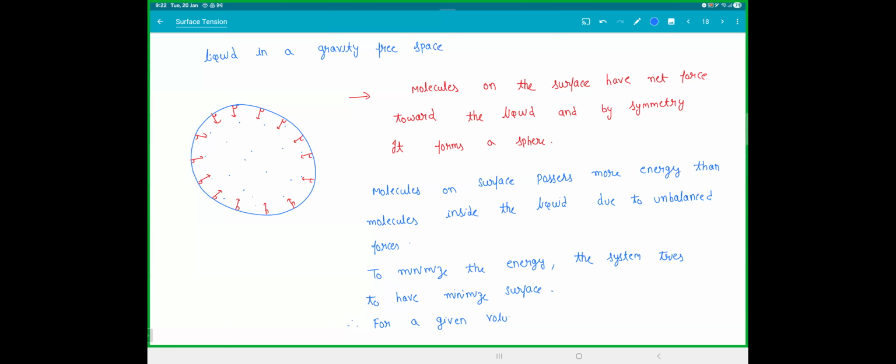So your raindrops is almost spherical. The gravity distorts it a bit, but it actually becomes a sphere. That is the reason any liquid, when you put it in a gravity-free space, immediately it becomes a sphere.